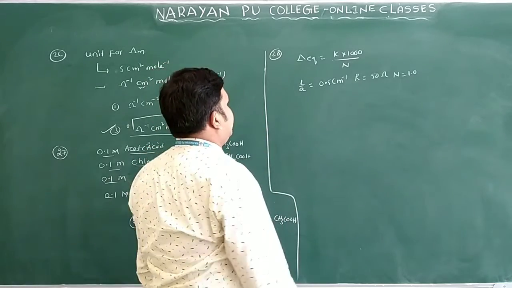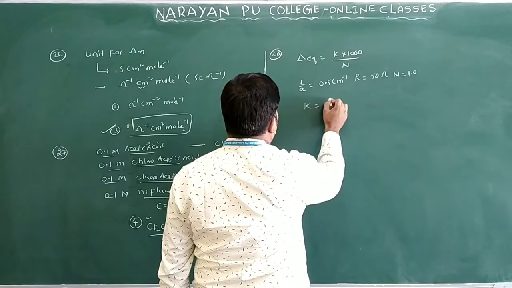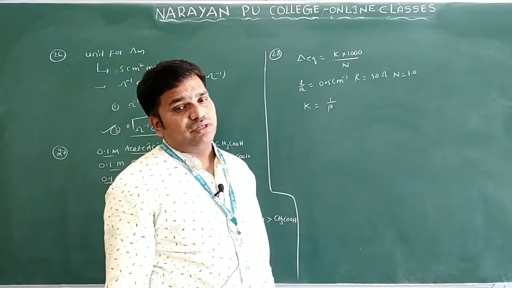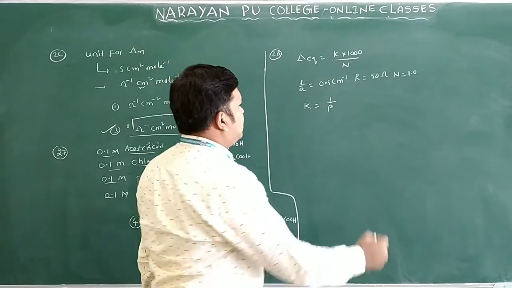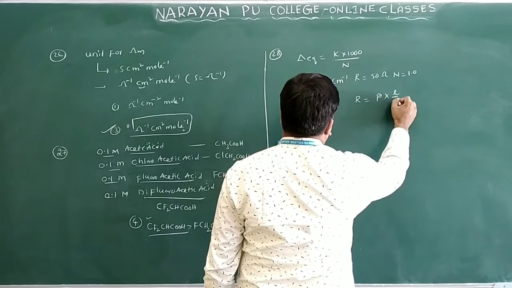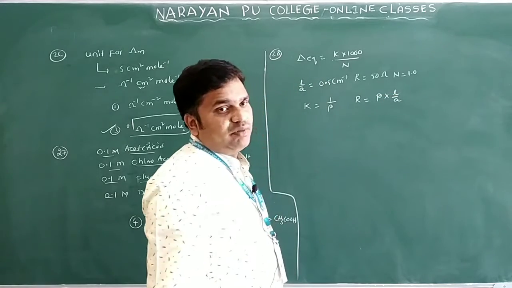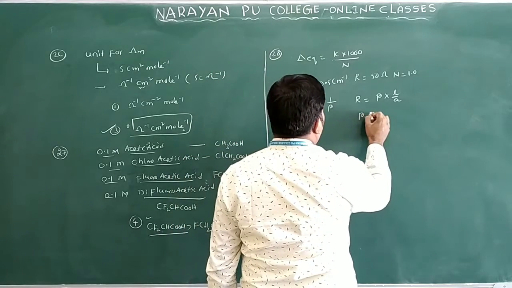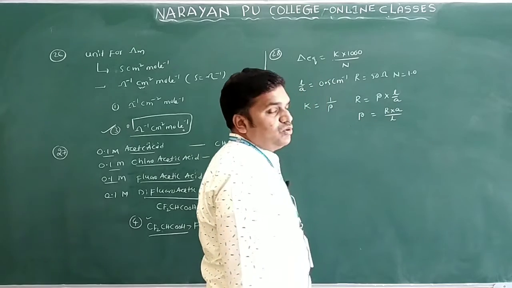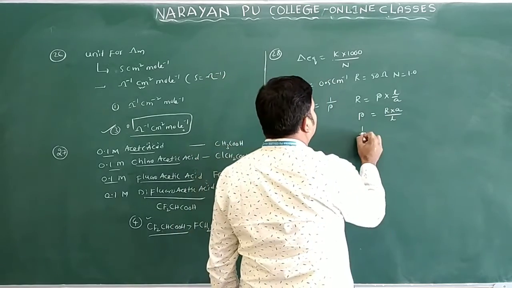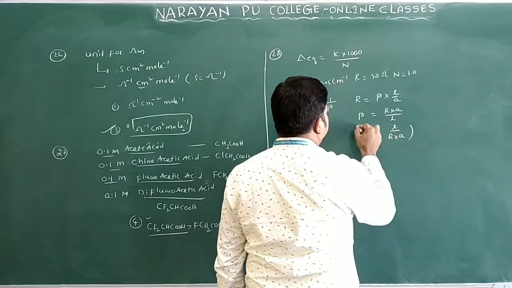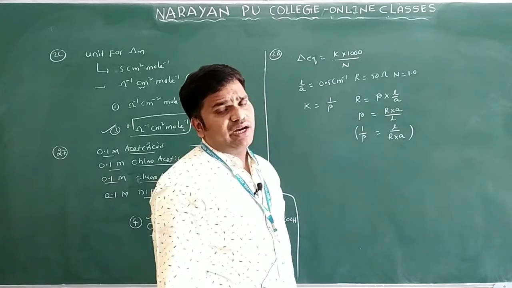How can you identify K here? K is conductivity. This is the inverse of the resistivity, or you can say the specific resistance. K is equal to 1 by rho. Generally you know one formula: R is equal to rho into L by A. From this, rho is equal to R into A by L. Then 1 by rho is equal to L by R into A.